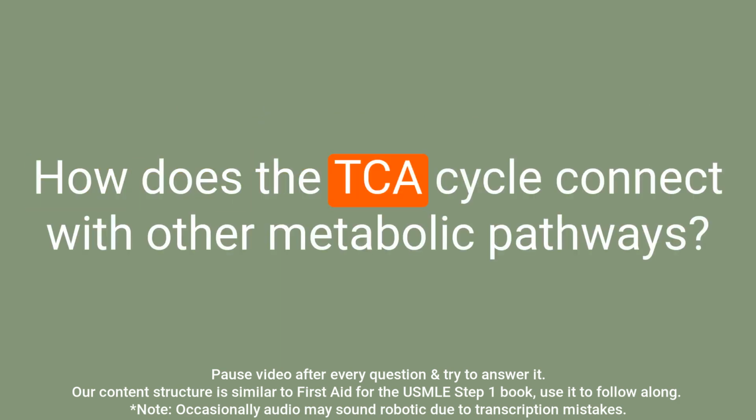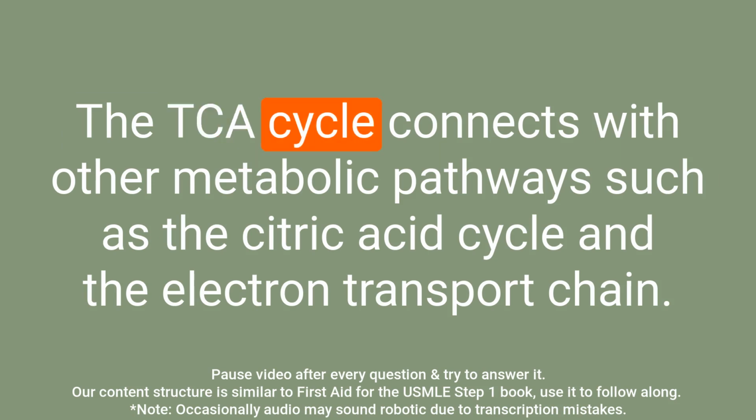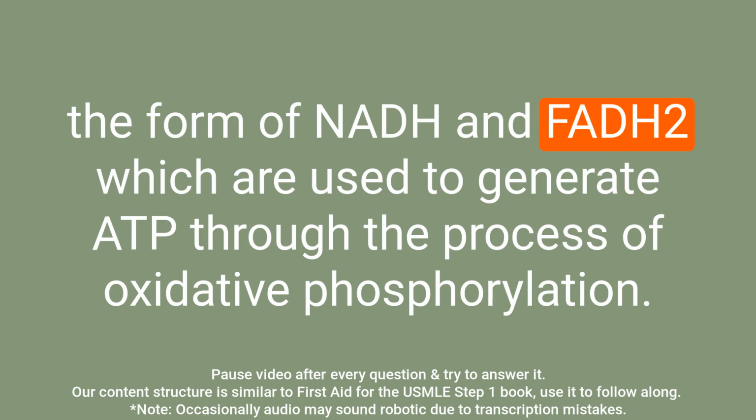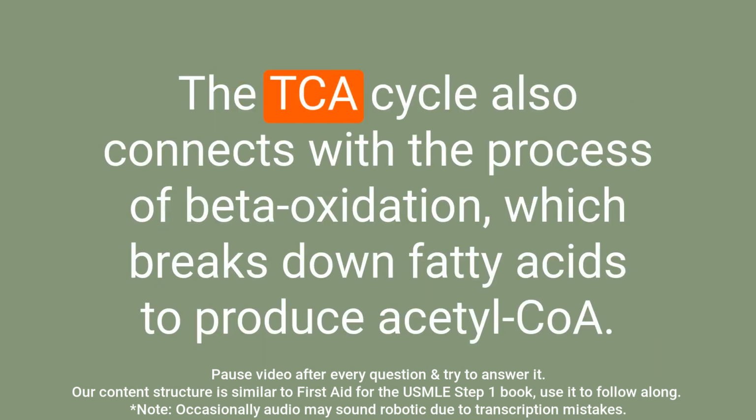Question: How does the TCA cycle connect with other metabolic pathways? Answer: The TCA cycle connects with other metabolic pathways such as the citric acid cycle and the electron transport chain. The citric acid cycle is a series of chemical reactions that converts acetyl-CoA into CO2 and also generates electrons in the form of NADH and FADH2, which are used to generate ATP through the process of oxidative phosphorylation. The TCA cycle also connects with the process of beta-oxidation, which breaks down fatty acids to produce acetyl-CoA.